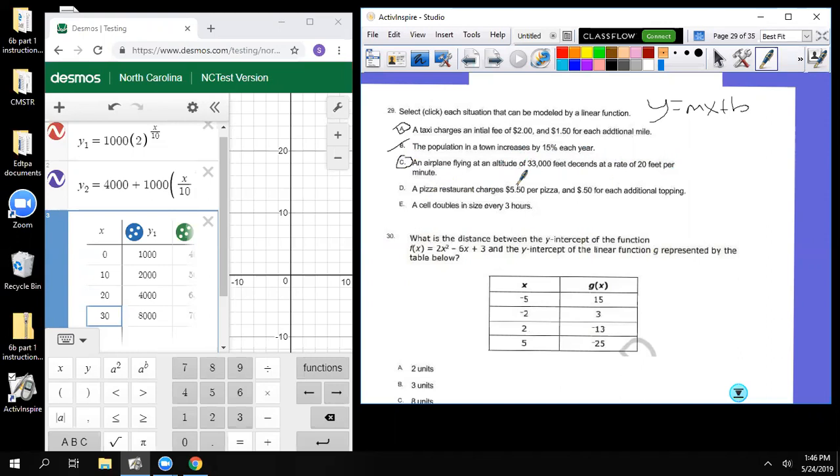A pizza restaurant charges $5.50 per pizza and 50 cents for each additional topping. Well, that's an initial value of B of $5.50 and 0.5x for each topping. So yes, linear. And lastly, a cell doubles in size every 3 hours. So if a cell doubled, that's going to be 2 every 3 hours. So that'd be 2 to the x over 3 to figure out its number, or amount of cells at some point. So that is going to be exponential since it's doubling. So our answer choices would be A, C, and D.